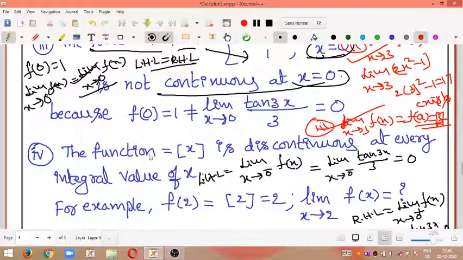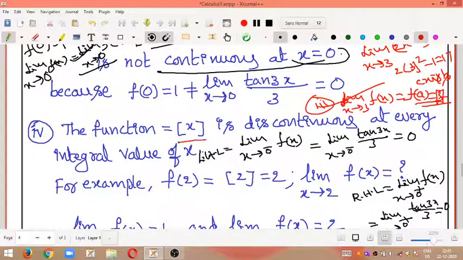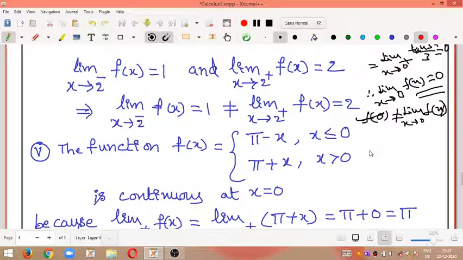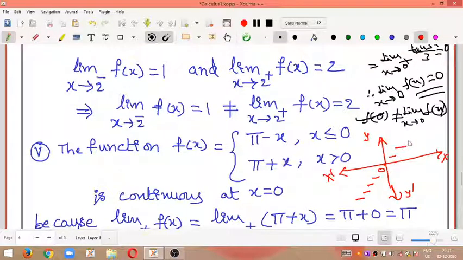Next one is what? The greatest integer function is discontinuous at every integral value of x. So we see the greatest integer function graphically like this. This is origin O, this is x and x dash, this is y and this is y dash. This is the greatest integer function or step function. This is called step function and this is not a continuous function.